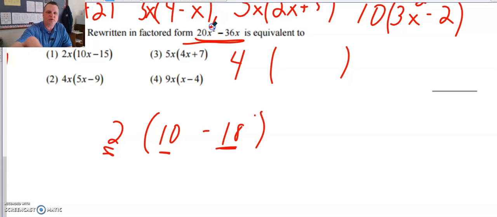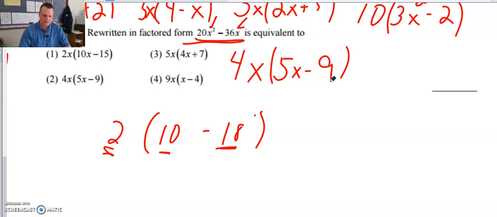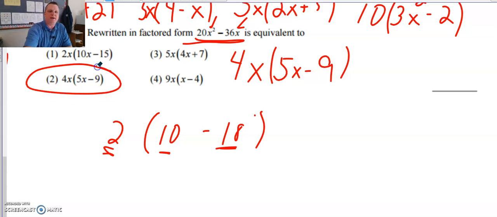Now the x's, there's 2 here and 1 here, so I can take out an x. So I have 4x. Now to get back to the 20x squared, I need to multiply by a 5x, and there's your minus, and the 9 to get me back to the 36x. So 4x times (5x minus 9), which is choice 2.